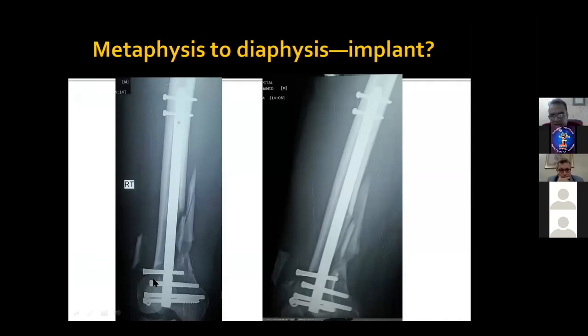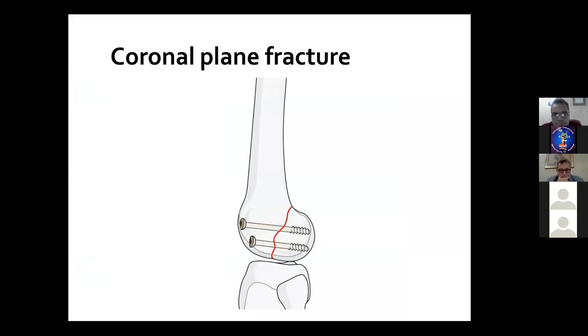Some would say that a plate would have been a better option, but anyway, this can be done if you think you can restore the articular surface and get stable fixation. The coronal plane fracture, the Hoffa fracture, is one of the fractures that has to be reduced open because it is an articular injury. You have to make an anatomic reduction. You put screws, interfragmentary screws. You have to be careful not to penetrate the articular surface posteriorly, and you have to put your screws away from the articular surface, or you countersink them beneath the articular surface anteriorly.